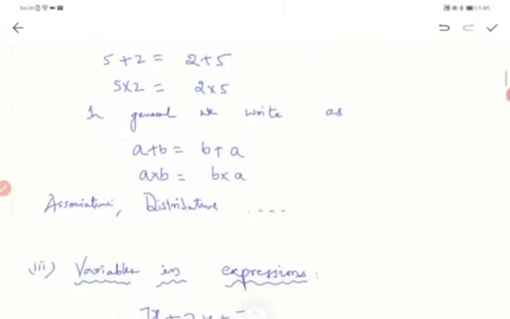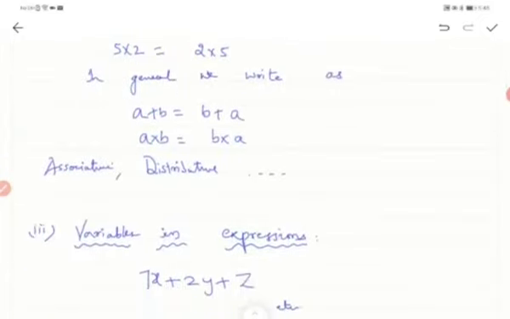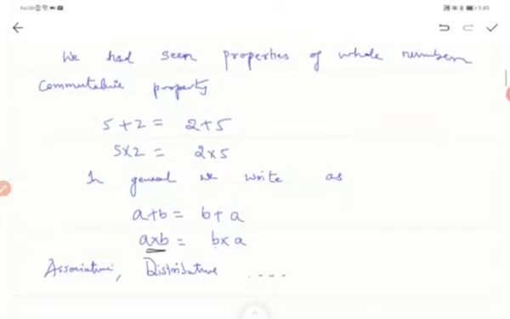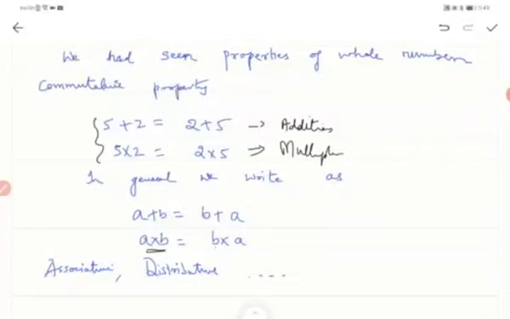Again, a into b, we have also seen, is b into a, right? One example I took is 5 plus 2, which you can write as 2 plus 5. This is the commutative property under addition. I hope you remember these properties. And the commutative property under multiplication is 5 into 2 is equal to 2 into 5. This is for multiplication. In general, we write a plus b equals b plus a, and a into b equals b into a.